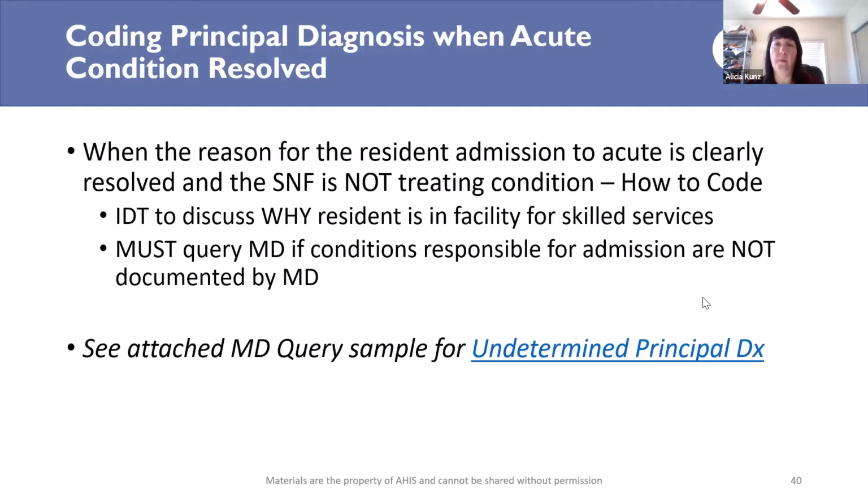One of the things that sometimes happens is you have a resident who comes in. Their reason for admission to the acute is clearly resolved, and we're no longer treating that condition, and we're just not sure what to do or how to code it. The best practice is for your IDT to get together and discuss why they are here. If we still are unsure, we need more guidance from the physician, we would use a query to talk to our physicians and get more clarification.